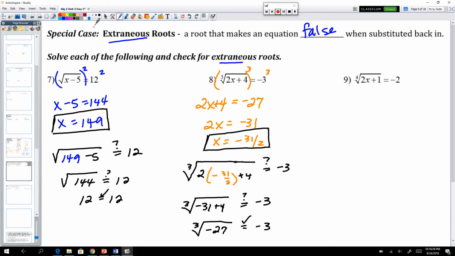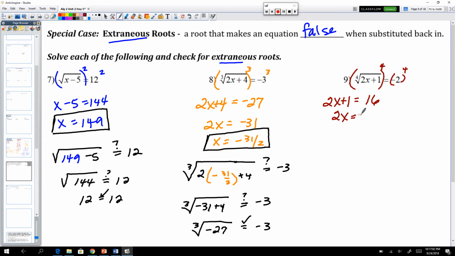Let's take a look at number 9. Number 9, we need to counteract this fourth root by raising it to the 4 power. And whatever we do to the left, we must do to the right. So on the left, we have 2x plus 1. And on the right, we have 2 times 2 is 4, so positive 16.